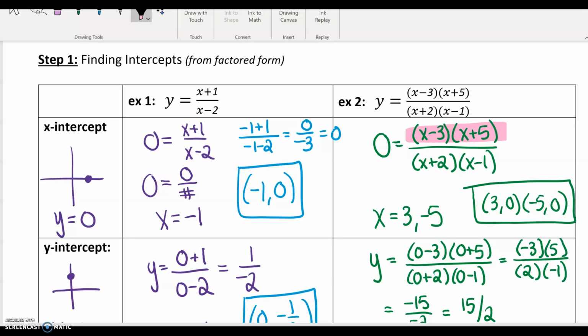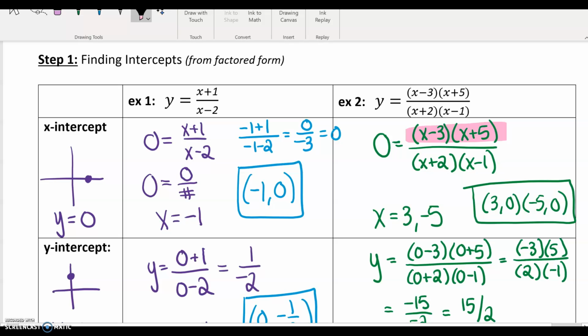You could plug in 3 and get 3 minus 3, which is 0. 0 times anything will be 0, right? It's just like polynomials. You can plug in -5. -5 plus 5 is going to be 0. 0 times this will give you an output of 0. So that's why those are your two x-intercepts.